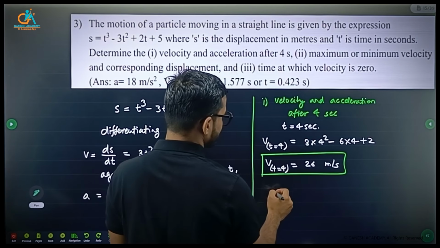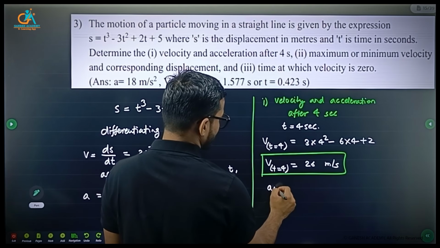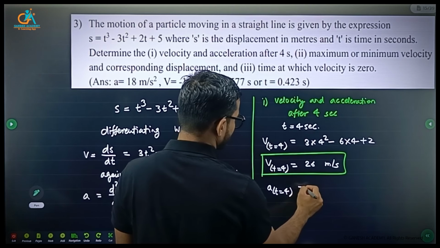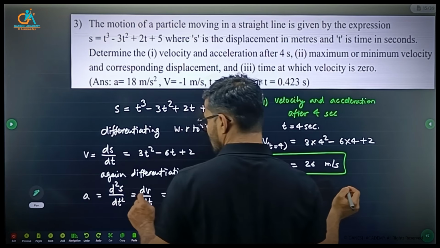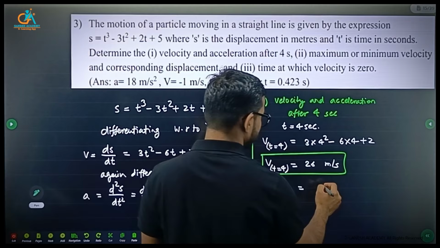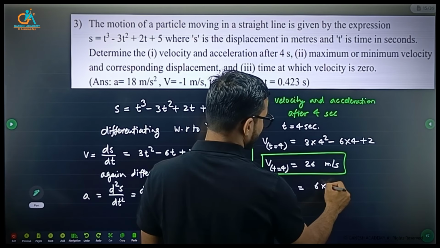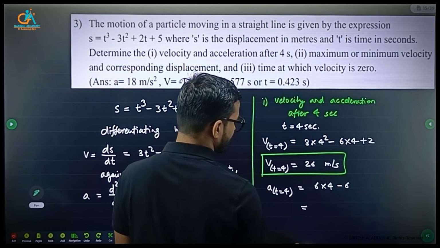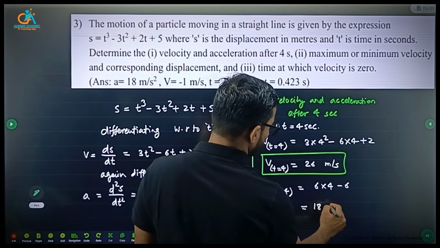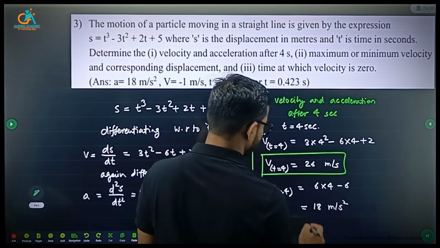The next acceleration at time t is equal to 4 seconds, and that is 60 minus 6, so 6 into 4 minus 6, which is equal to 18 meter per second square.